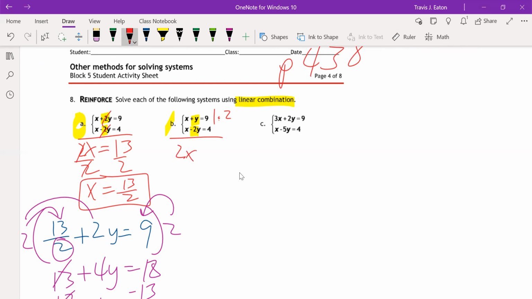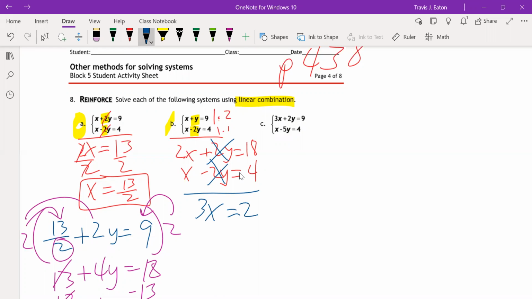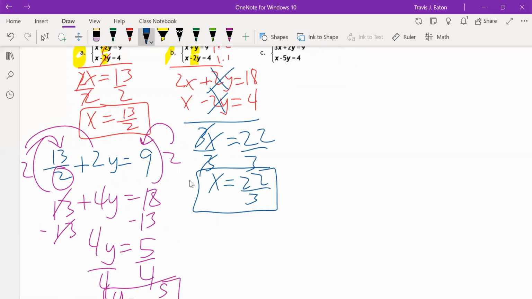2 times x is 2x, and 2 times y is 2y, and 2 times 9 is 18. Okay. Now the bottom one, I don't have to do anything. I could say, well, I'm going to multiply it by 1. Well, that just means nothing changes. Okay, so x minus 2y equals 4. Now, when I go to combine them, 2y and negative 2y cancel each other out, and I get 3x equals 18 plus 4, which is 22. Okay, divide both sides by 3, and x equals 22 thirds. Okay, and remember, like I said, there's nothing wrong with an improper fraction.